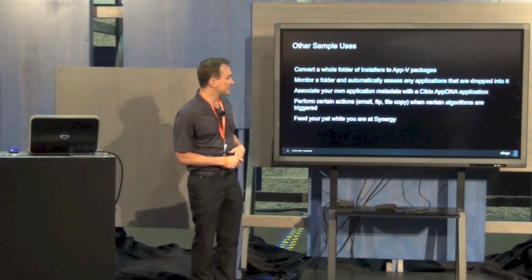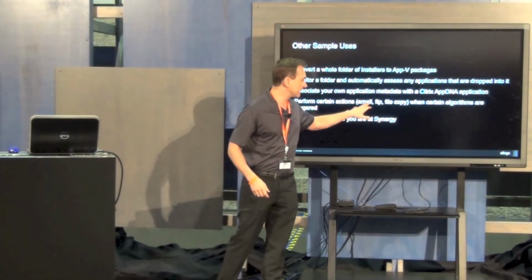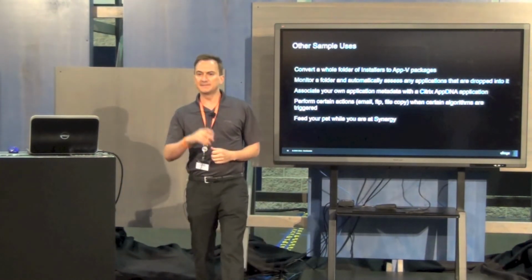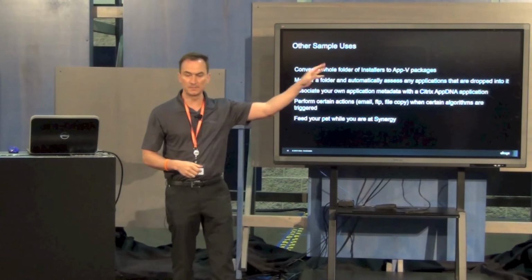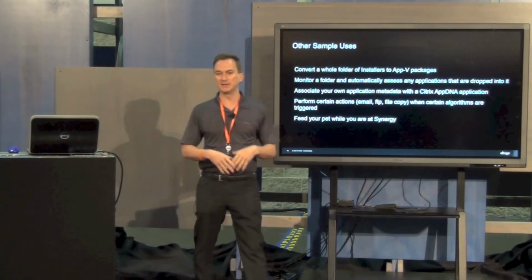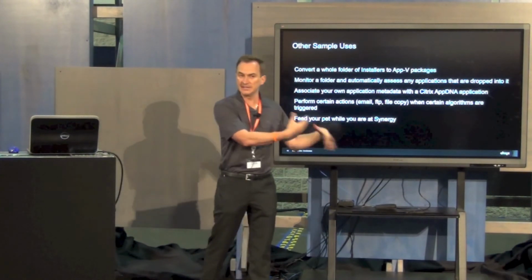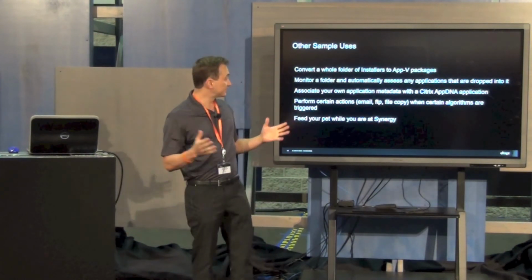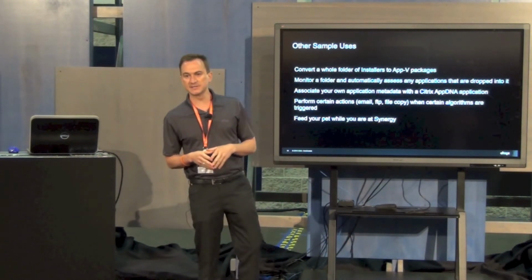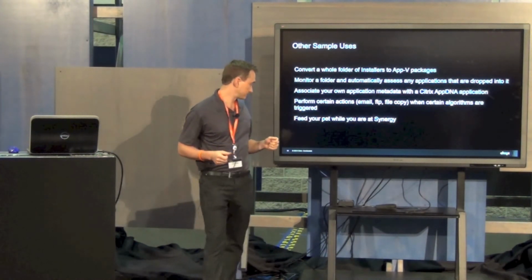You could perform certain actions, not via our API, but using standard email, FTP, file copy. You could say, if this algorithm triggers, copy the application onto this share for a third party. It could be IBM or HP or whoever to remediate the app. If it triggers a security algorithm, fire it off to the security department within our enterprise.